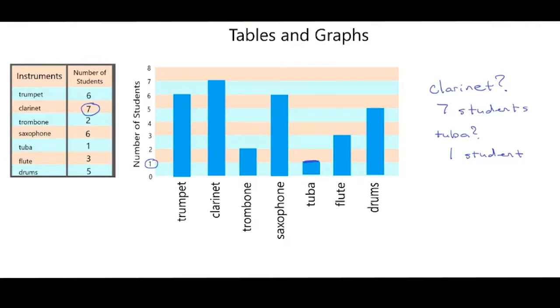What if I wanted to know how many students play trombone and drums? So I want to know together how many students play trombone and drums. Well, let's use the table for this one. So trombone, it looks like there are 2 students that play the trombone, and there are 5 students that play the drums. So I would say 2 plus 5, which is 7. So that would be 7 students.